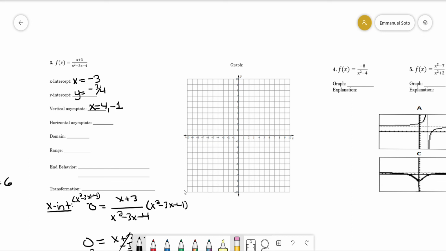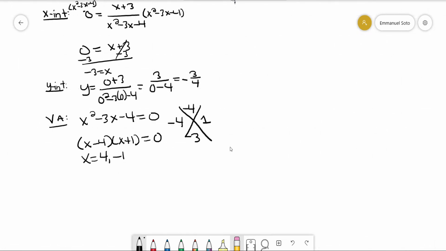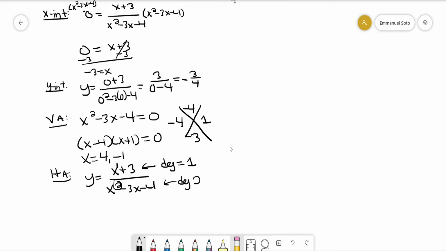Now we need to find the horizontal asymptote. So I'm going to go ahead and rewrite the function so that I can show you the powers. Remember that the degree of this is the highest power. So there's an invisible 1 there, so the degree here is 1. Highest power here is 2, so degree is 2. So degree of numerator is less than degree of denominator. So this is case 1. So therefore y is equal to 0 for my horizontal asymptote.